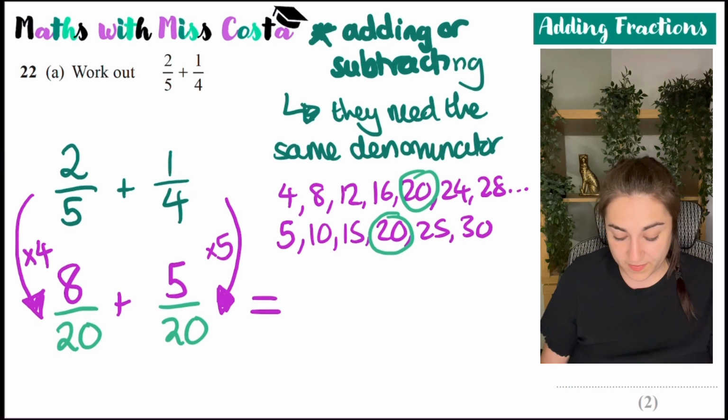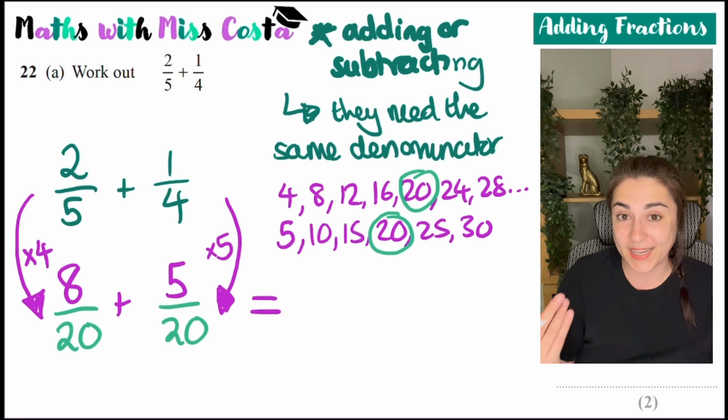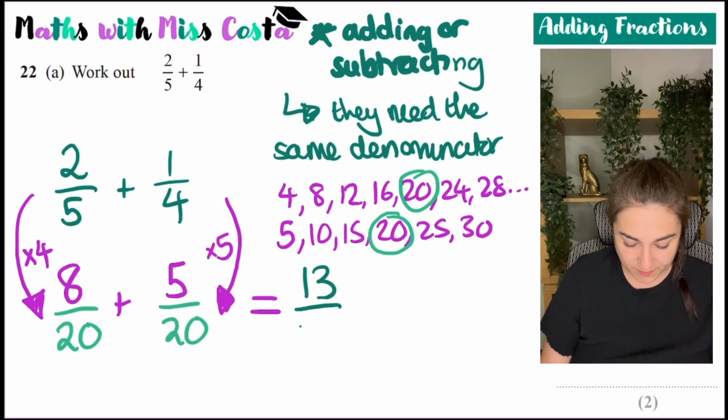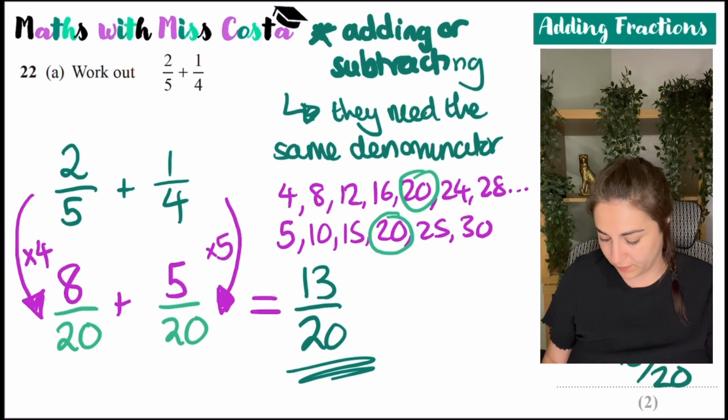Now that they are both the same denominator, they're both out of the same amount of parts, I just add the numerators together. So 8 plus 5 is 13. So that would be 13 over 20.